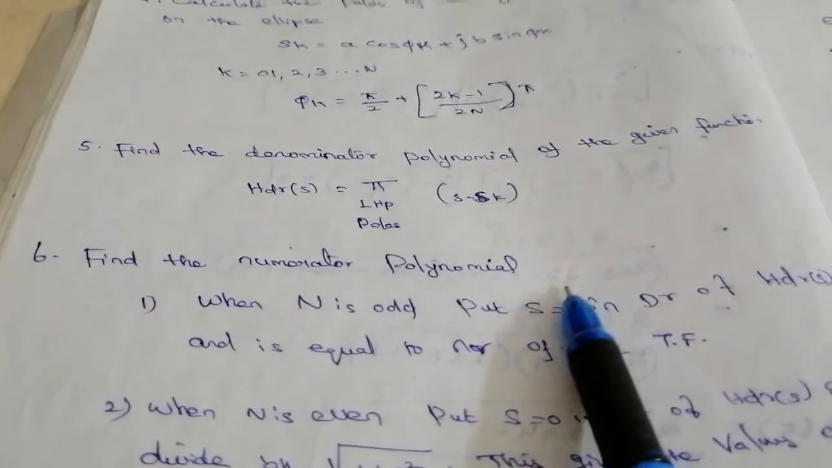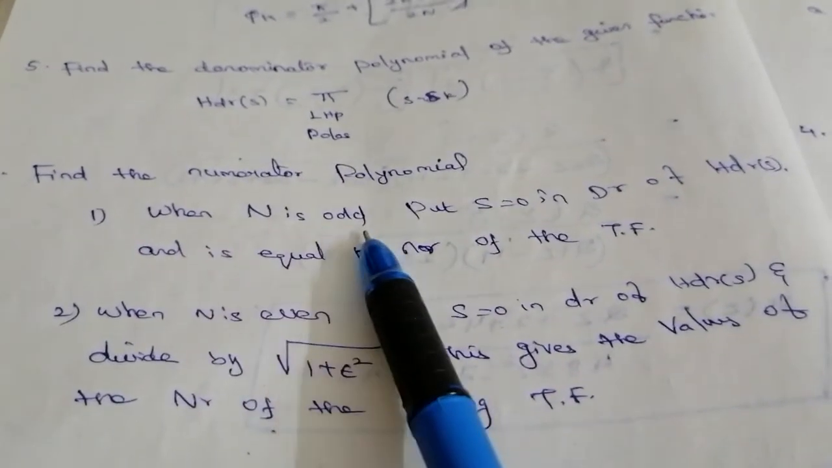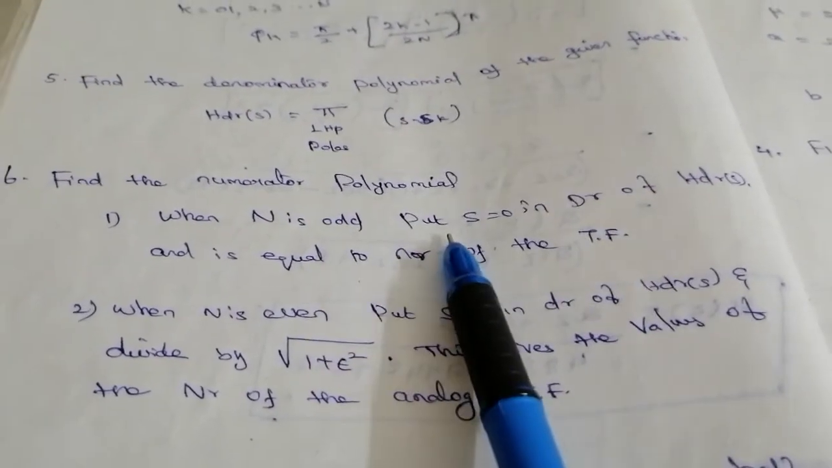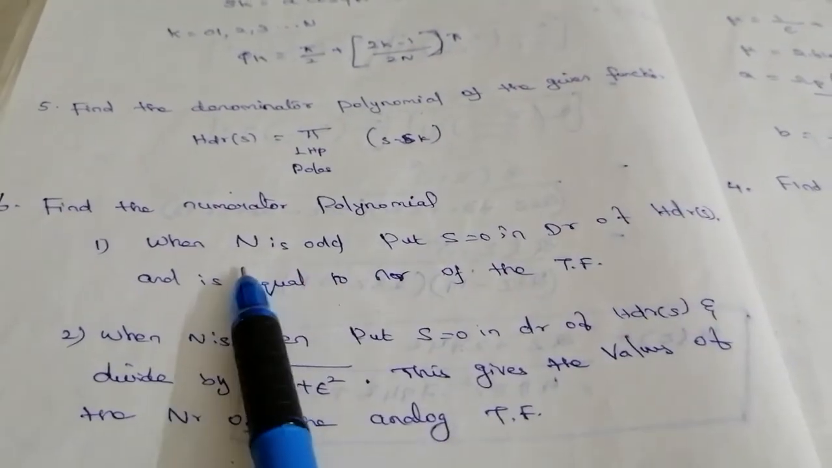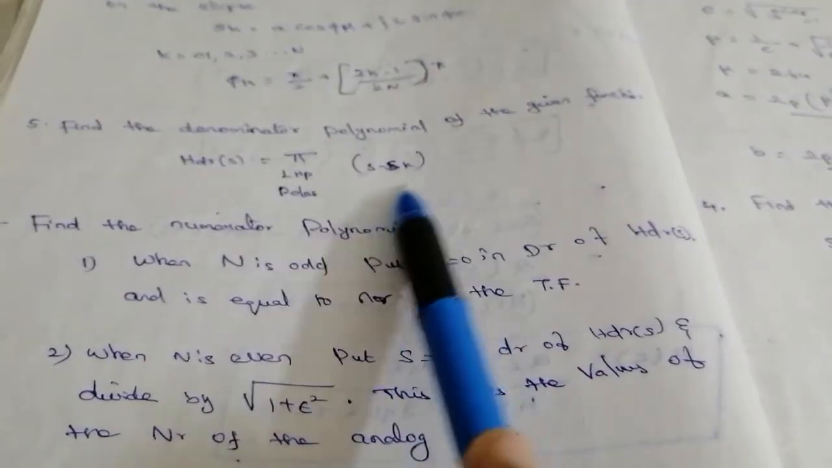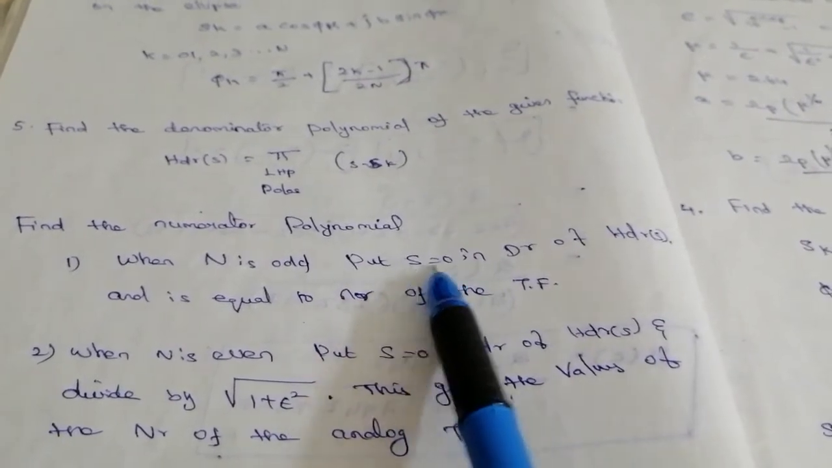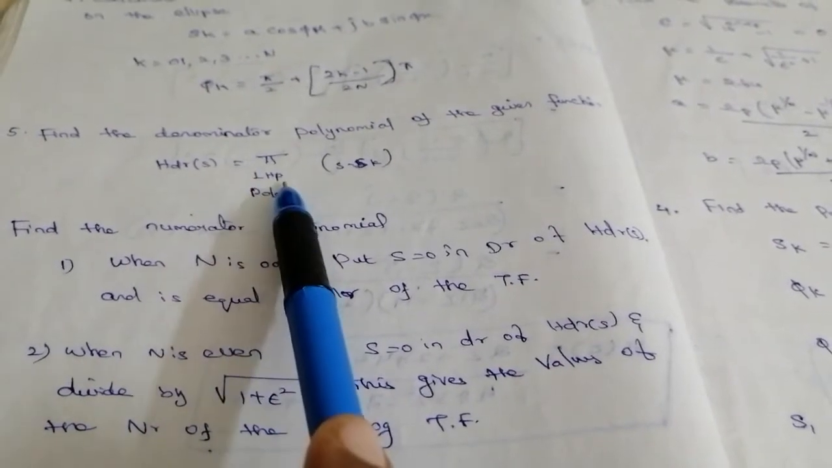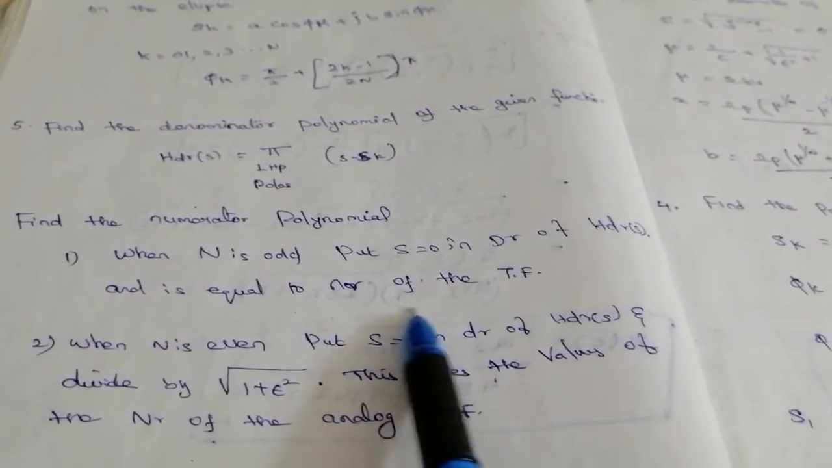Then find the numerator polynomial. In the numerator polynomial, two conditions are there. When n is odd, that is, the order of the filter is an odd number, for example 1, 3, 5, put s equal to 0 in the denominator of H(s). That is, if n is odd, we have already derived the denominator polynomial. In that polynomial we substitute s equal to 0. After simplification we have one term, right? That term is substituted as the numerator of the transfer function.